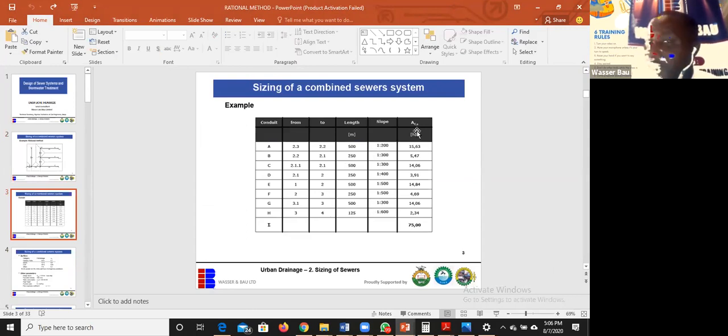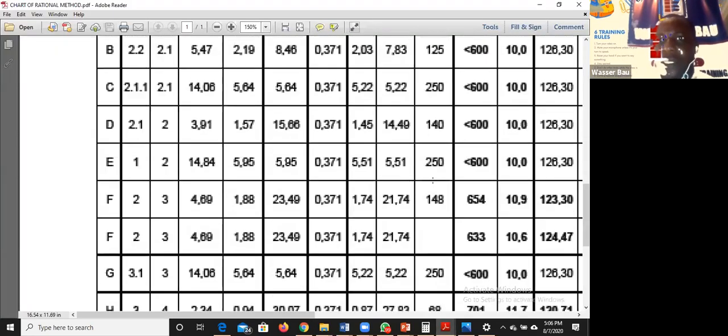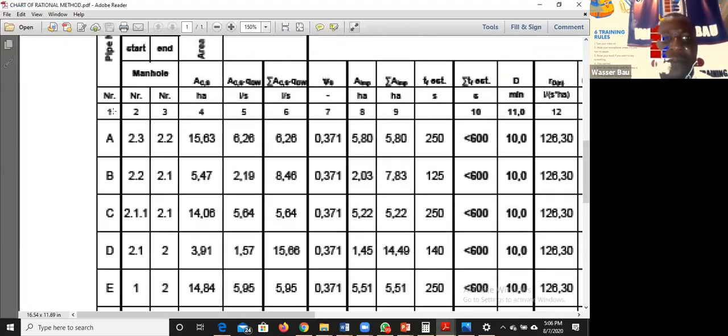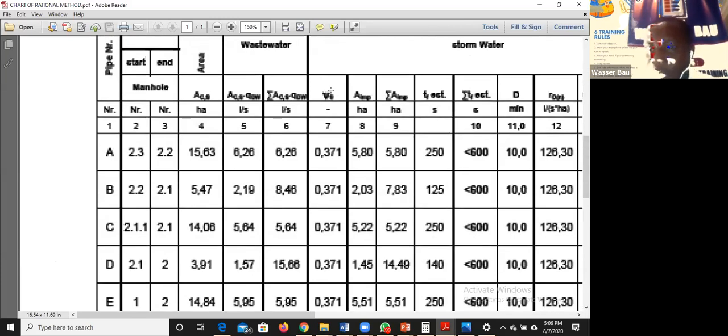you bring it down in this way. What is the catchment area, what is its length, what is the slope, and so on and so forth. You now create a chart like this. That chart will have the catchment, the beginning, the end, the area. Then you ignore these two because they are for the sewer. You now start from the peak runoff. This is the peak runoff.